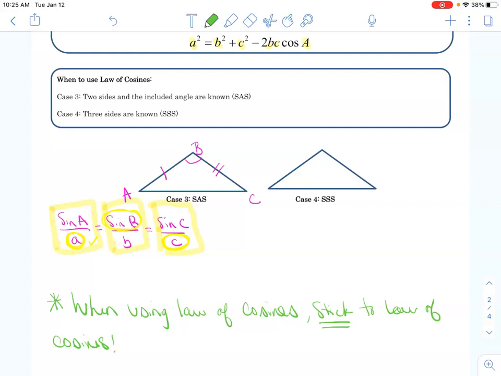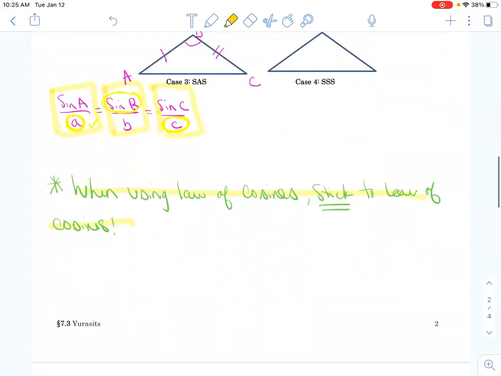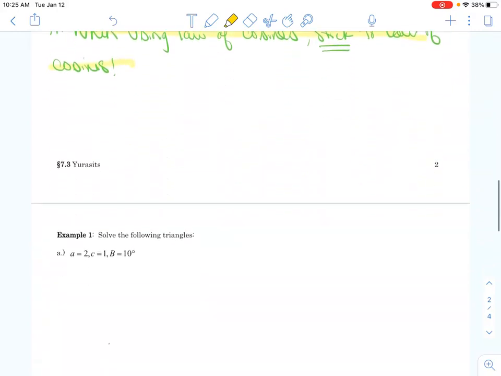But the problem with law of sines is it doesn't produce an obtuse angle. There is a way around it, but from years of teaching this class, I have found it's much easier just to say, when using law of cosines, stick with it. If you're interested in knowing the way around it, shoot me an email and I'll show you. But this is really, really important, okay? Just stick with law of cosines. All right, so let's go and put this to use.